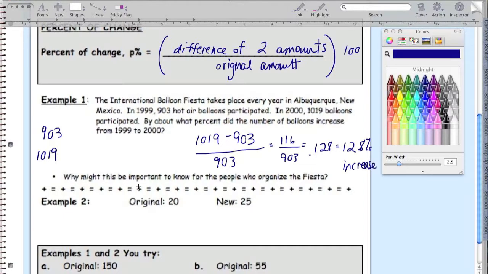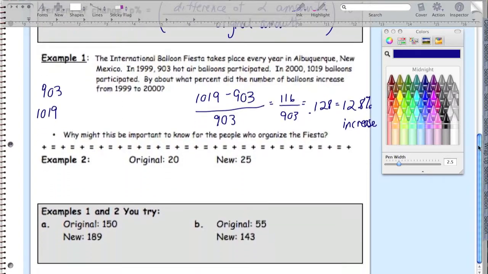Below that, it's written, why might this be important? Because it seems completely irrelevant or unnecessary. But if you were somebody working for this balloon fiesta, maybe you would need to figure out how many extra people you need to plan food for, or plan crafts for, or set up shelter for, things like that. So you would have to increase those also by 12.8%, or use that as a rule of thumb.